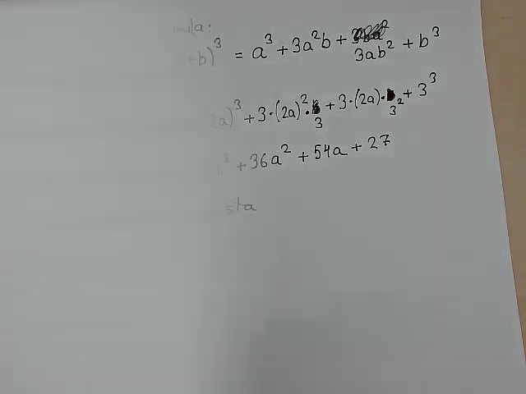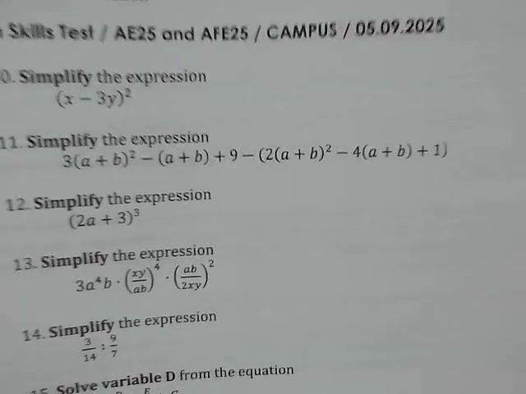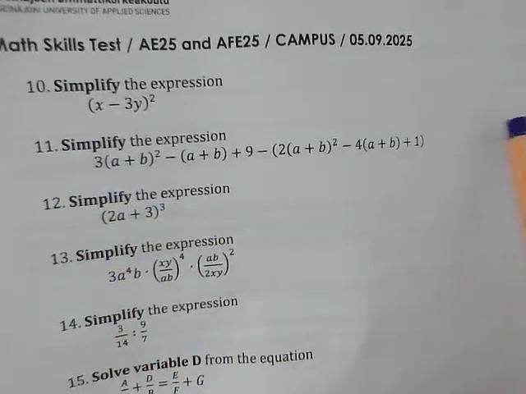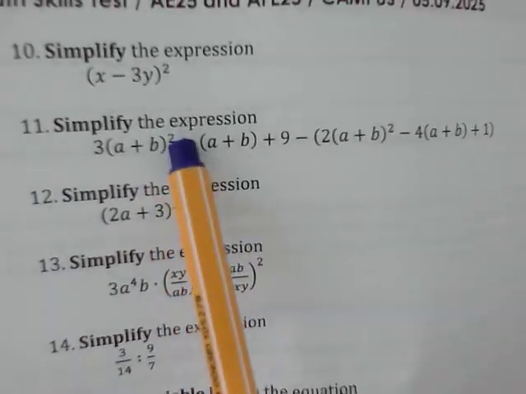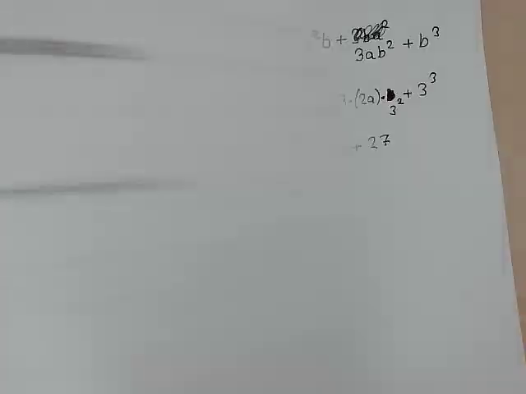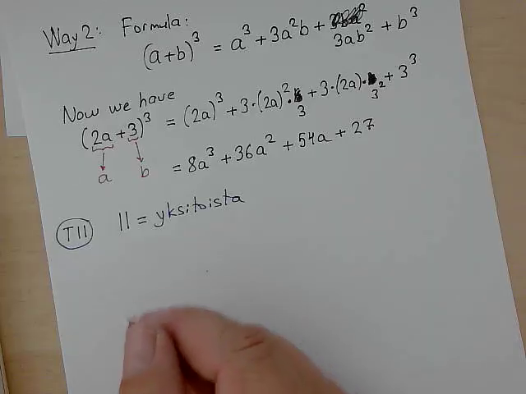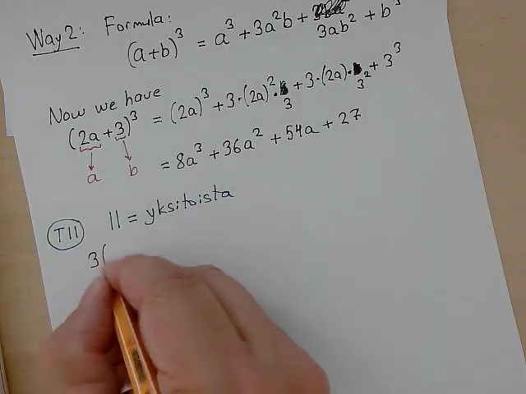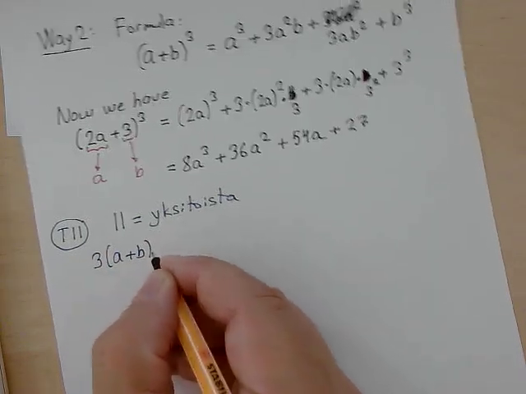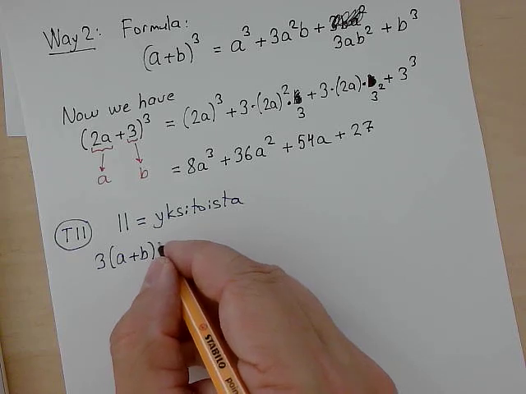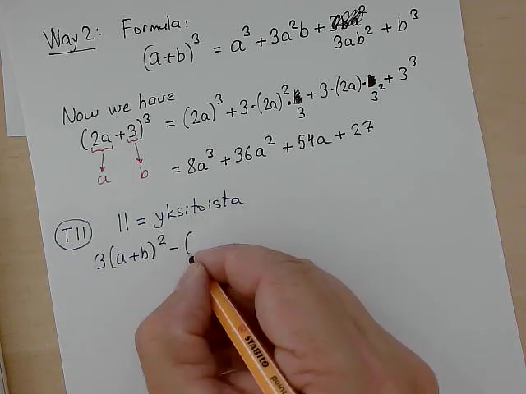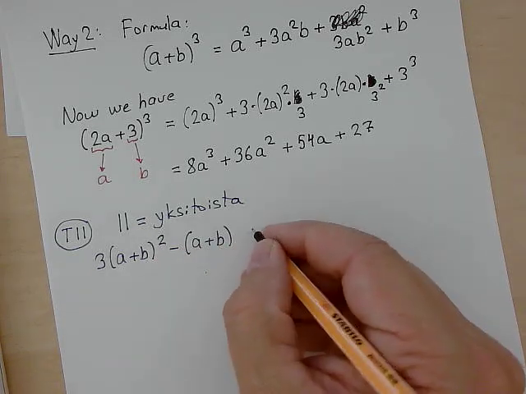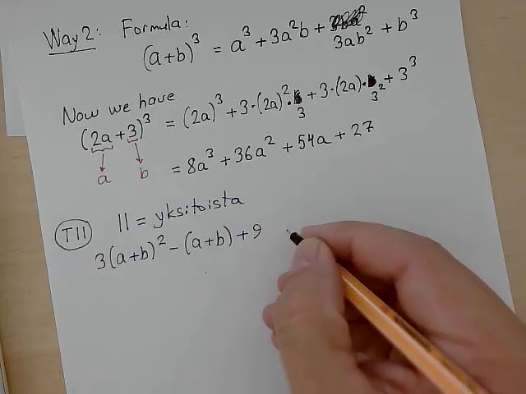Yes, that was this kind of expression. There are same, almost, they are squared now. It is not... yeah. So 3 times (a plus b) squared minus (a plus b) plus 9.